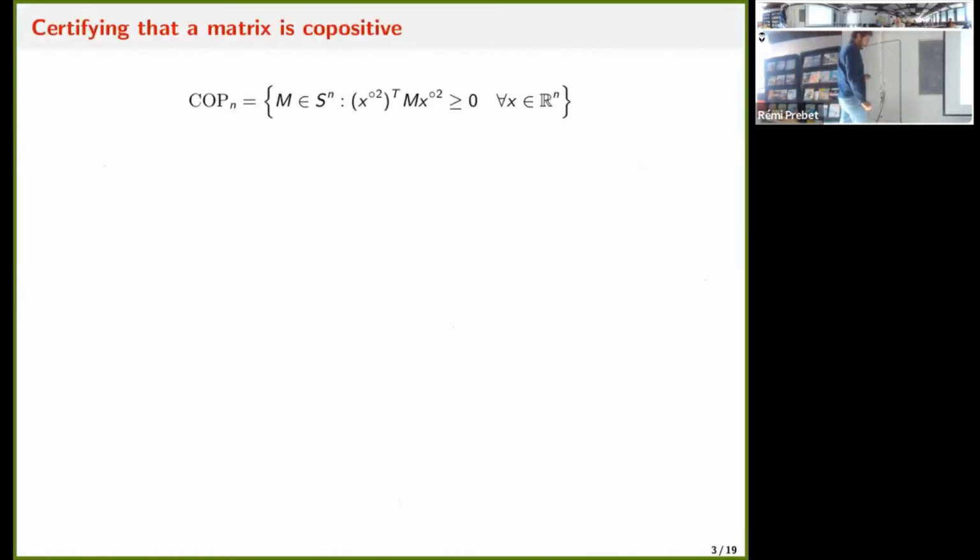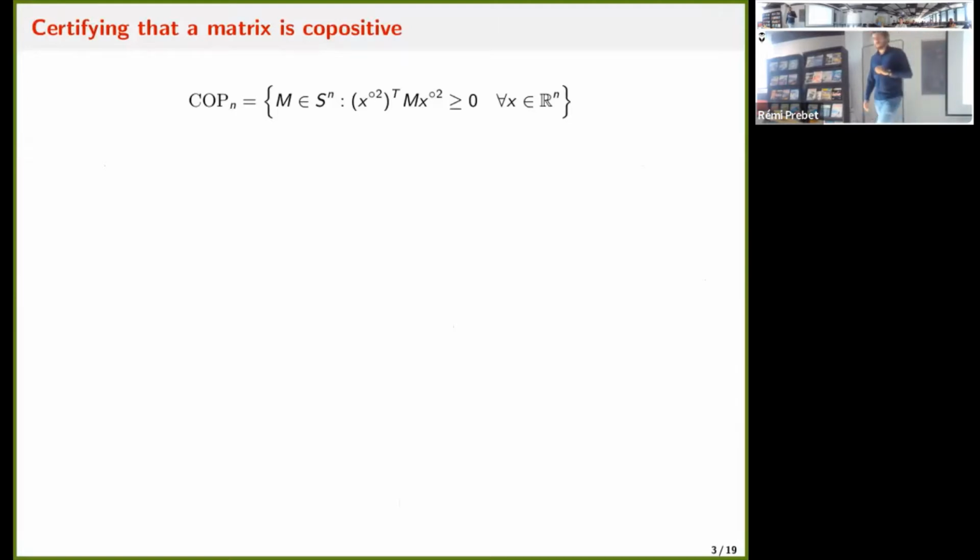Now, as I said, certifying or deciding whether a matrix is copositive is a hard problem, so we are going to study how to certify it. I like the second definition that I used: the copositive cone as the set of symmetric matrices whose associated polynomial is non-negative over R^n.